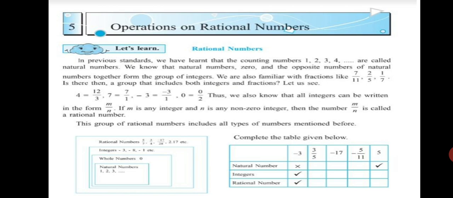Okay. So look at the second table. Complete the table given below. You're given some numbers, some integers, fractions, and some are rational. So you have to say whether they are natural numbers, integers or rational numbers. So for completing this table, you're going to understand exactly what are rational numbers.